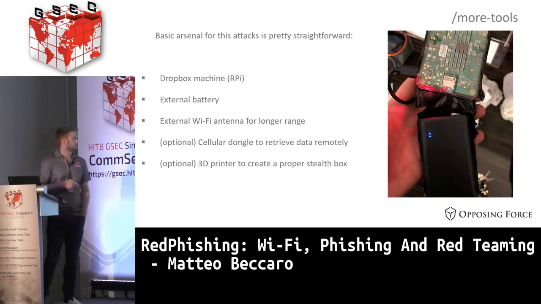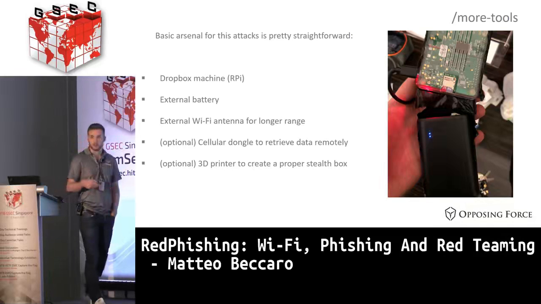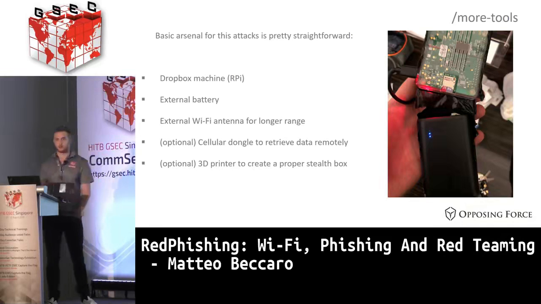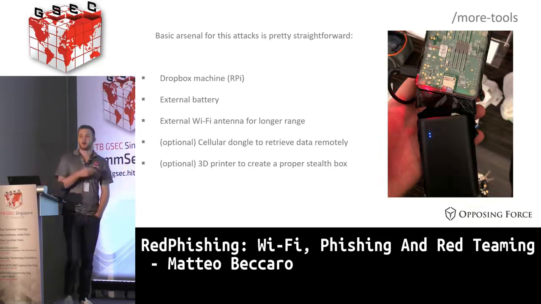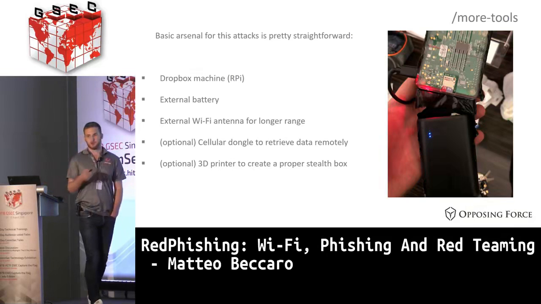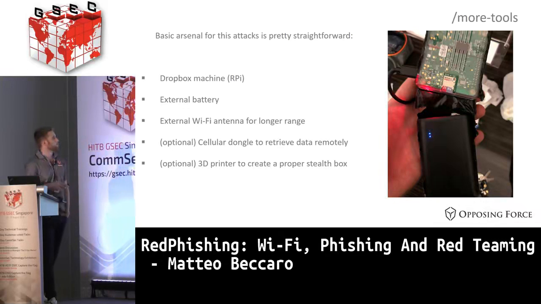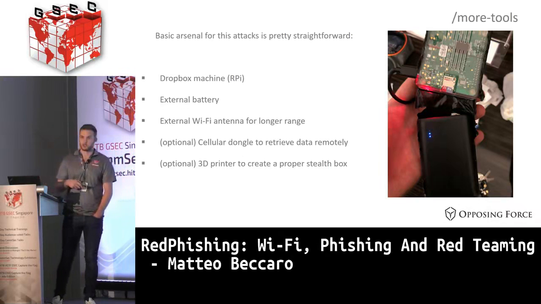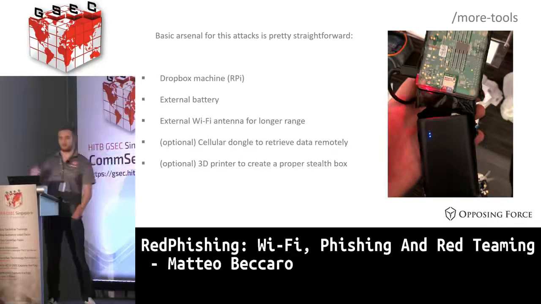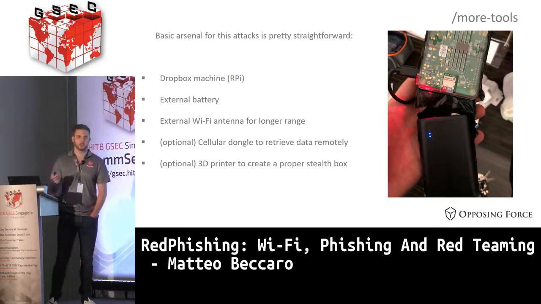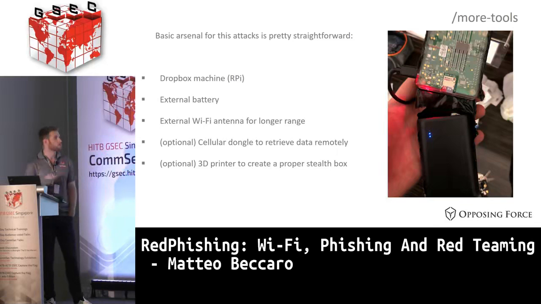Of course, an external Wi-Fi antenna to get longer range, because when the victims try to connect, they will try to connect to the most powerful network at the time. So we want to be the most powerful network at the time. And then, optionally, we also sometimes use a 3G or 4G dongle so that the drop machine connects back to us, and we can query for credentials, check the status of the machine, or reboot or reset it if something goes wrong.